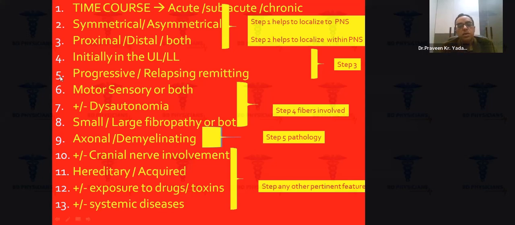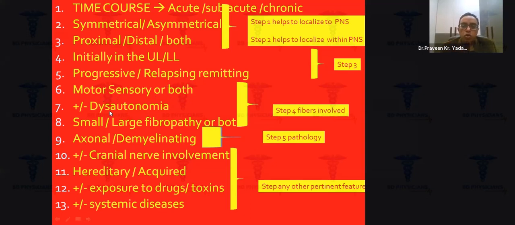Then what is the progression or the course of the neuropathy, whether it's a progressive neuropathy or a relapsing remitting neuropathy? Then whether it's a motor neuropathy, whether it's a sensory neuropathy, or it's a combination of motor and sensory neuropathy. Usually the diabetic metabolic neuropathies are sensory motor. So sensory is more involved while motor is less involved, and it is symmetrical, predominantly lower limb involvement. So that is the prototype diabetic axonal neuropathy.